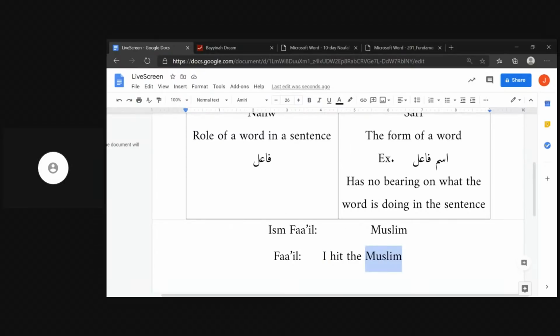And in this case, the role of Muslim, even though Muslim is an ism fa'il, its form is ism fa'il. The role of Muslim in the sentence is not fa'il, it's the object, the detail now. We haven't gone over the term for that yet, but I hope that makes sense. I'm going to write out both examples. Let me just add some notes here.